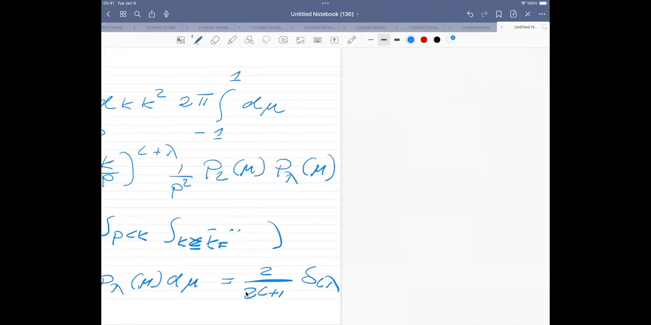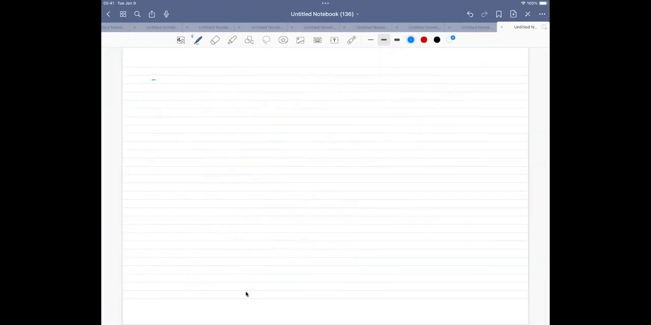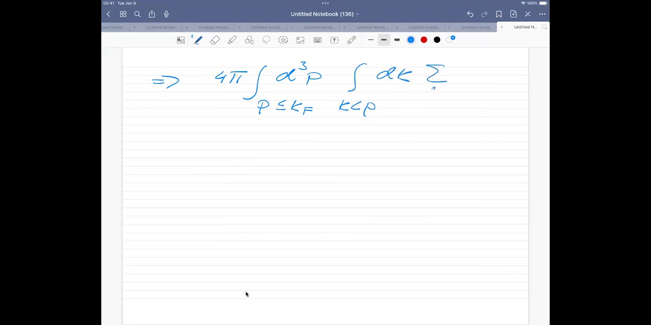So if I do that, what we are going to get when I plug in everything, so that means that I'm going to get 4 pi of d3 p, and this is an integral up to kf, and I have the integral over k less than p of dk, and then I have a sum over L, and then I have a k divided by p of 2L plus 2. And this is now multiplied simply with 1 over 2L plus 1. So let me show you how we can calculate this one.